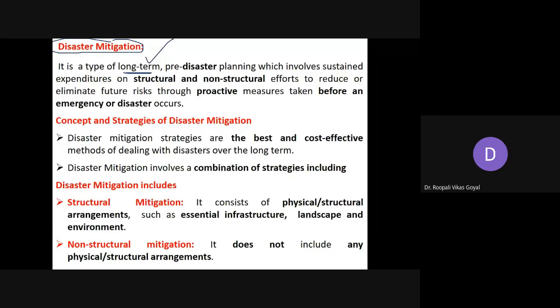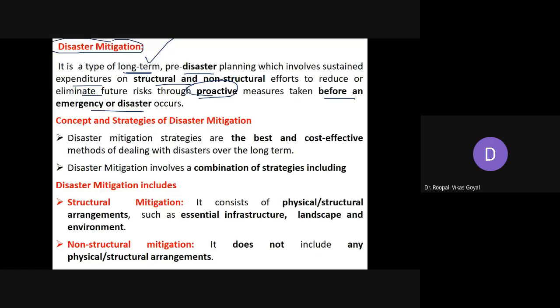It's a type of long term pre-disaster planning which involves sustained expenditure on structural and non-structural effort. So continuously you have to go on giving some funds for that, so that you can improve your structure as well as your non-structural efforts to reduce or eliminate the future risk through proactive measures. So you should be proactive. Proactive measures are taken before an emergency or disaster occurs. So you can say that disaster mitigation is a very important element of your disaster management cycle.